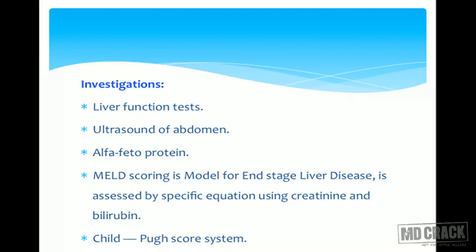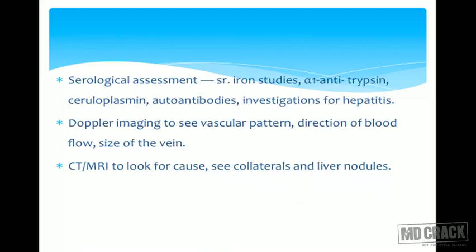Nowadays, the MELD model, the model for end-stage liver disease, is assessed by a specific equation using creatinine and bilirubin. Patients who are for liver transplant are given priority on the basis of the MELD system. Serological assessment for serum iron studies, alpha-1 antitrypsin deficiency, ceruloplasmin, along with autoantibody investigation for hepatitis can be done. Doppler imaging is done to see the vascular pattern, direction of blood flow and size of the vein.